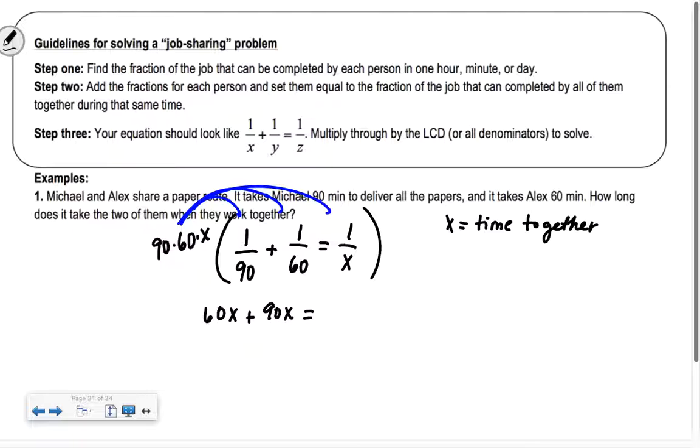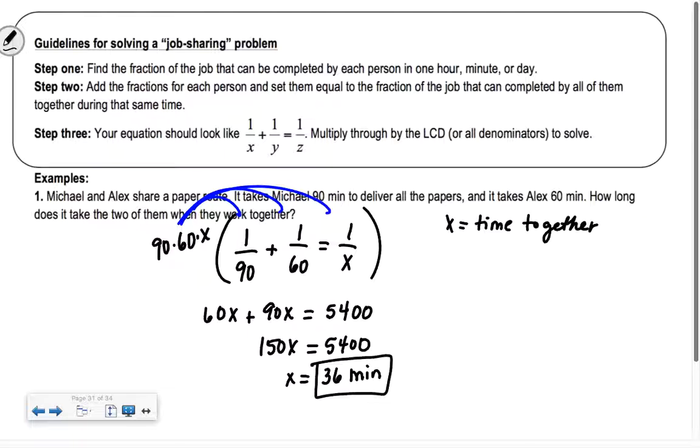equals, and then the x's cancel, so 90 times 60. So we get 54 from the 9 times 6, and then 0, 0 on the end, right? So 5,400. So we get 150x equals 5,400. Karen, do you have your calculator out? What is it, 36 minutes perfectly? So it takes 36 minutes working together then.